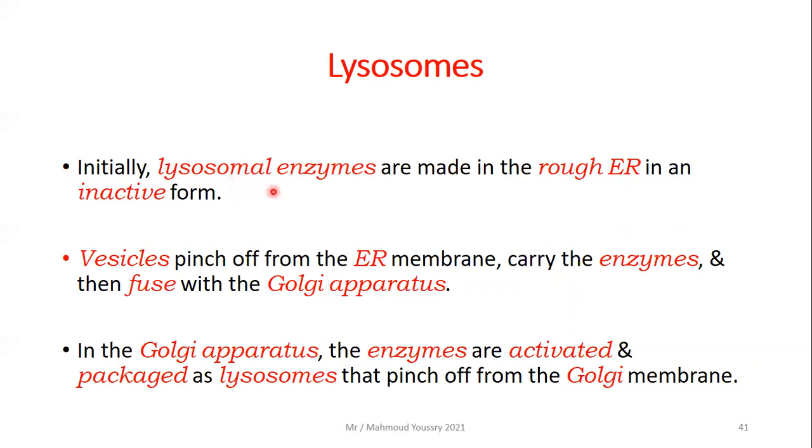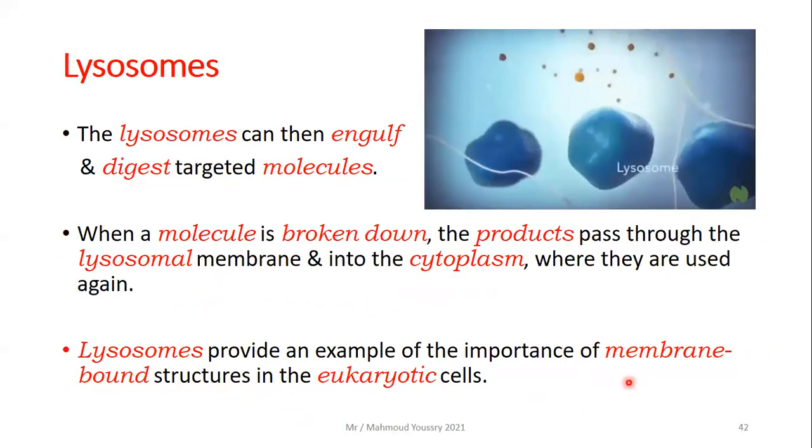Initially, lysosomal enzymes are made in the rough ER by the ribosomes in an inactive form. They are inactive because if they were active, they would damage the cell immediately. Then vesicles pinch off from the ER membrane, carrying these enzymes, and fuse with the Golgi apparatus. Do you remember the Golgi apparatus? Inside it, the enzymes are activated and packaged as lysosomes that pinch off from the Golgi membrane.